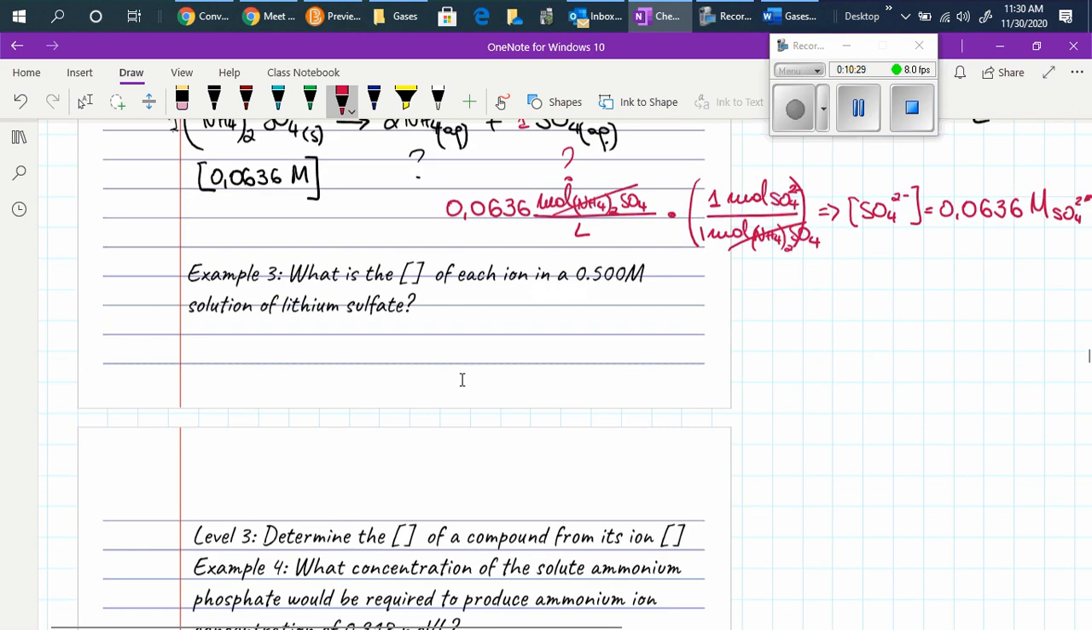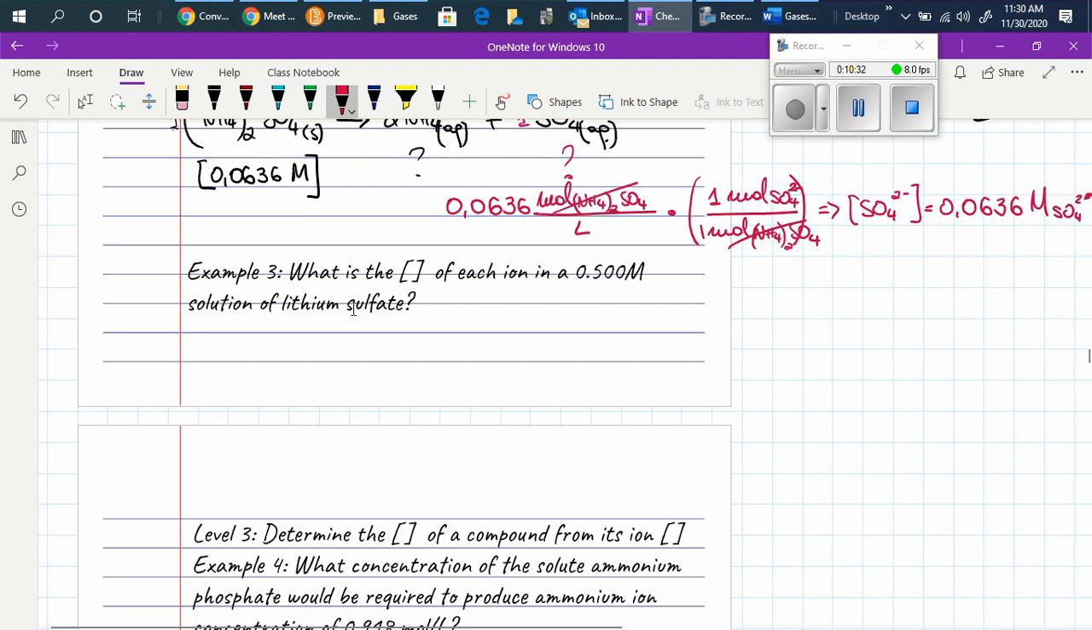Okay, let's see now what is the concentration of each ion in a 0.500 molar solution of lithium sulfate. Okay, let's start with the balanced ion dissociation reaction. So we'll have Li2SO4 in solid state. When we put it into a solution, it will be 2 Li+ in aqueous solution plus SO4 2- in aqueous solution.